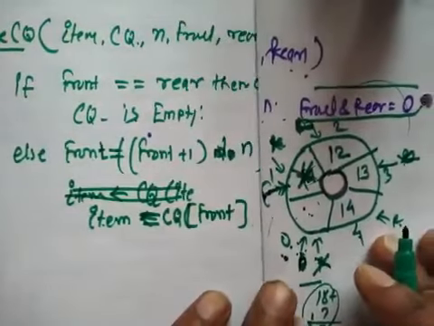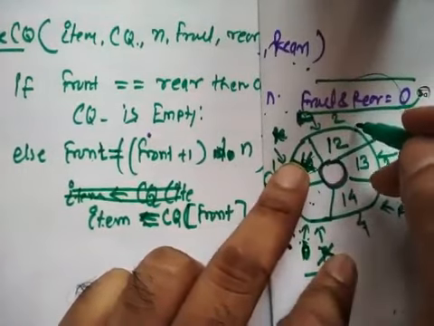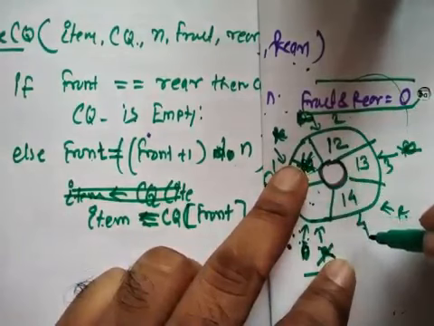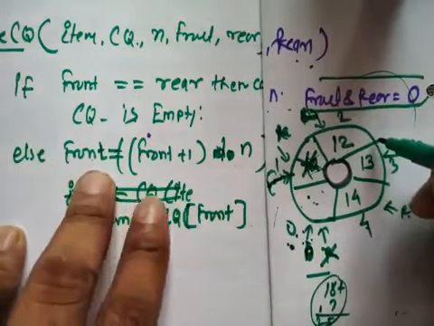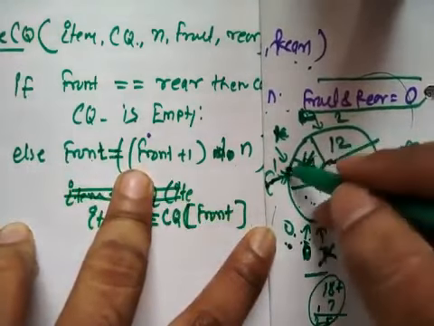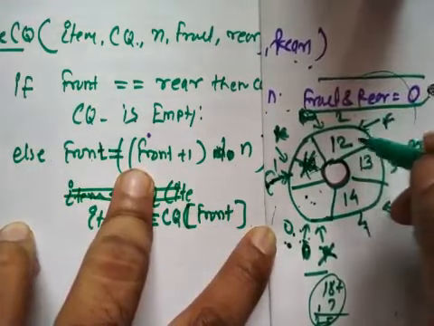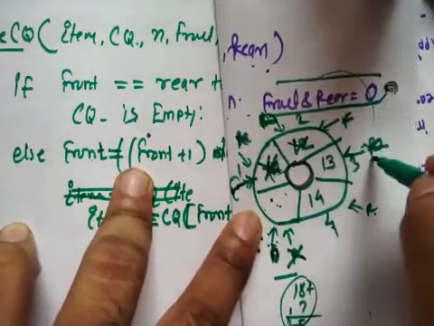Now check for the other one. Again, if you want to delete, check whether front is equal to rear. Now front is pointing to index 2, rear is pointing to index 4. Not the same. Then in the else part, front is equal to front plus 1. So 1 plus 1 is 2, modulus of 5 is 2. So front is going to point here, which means this element is deleted.